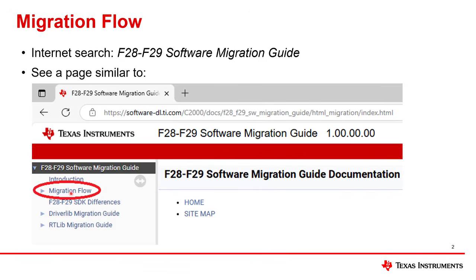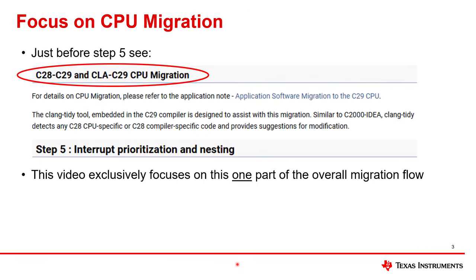And then I want you to click on Migration Flow. And that's really where I'm looking to get you to go see, the Migration Flow page. On the Migration Flow page, just before step 5, you see this. Okay, and it talks about C28, C29, CPU migration, and gives you a little bit of detail about that.